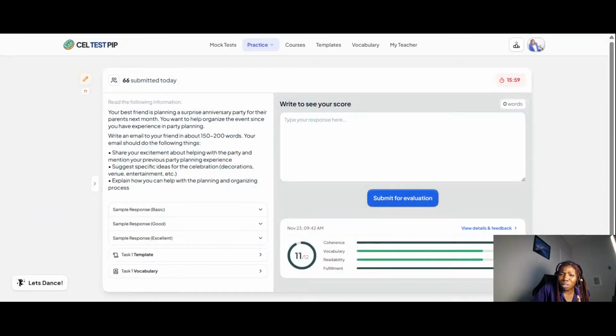Okay, the third one. Didn't I talk about venue and entertainment? I didn't even know your idea of the celebration. Okay, explain how you can help with planning and organizing the process. Let's see. Explain how you can help with planning and organizing.